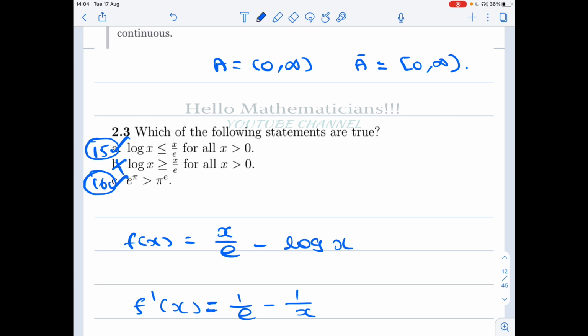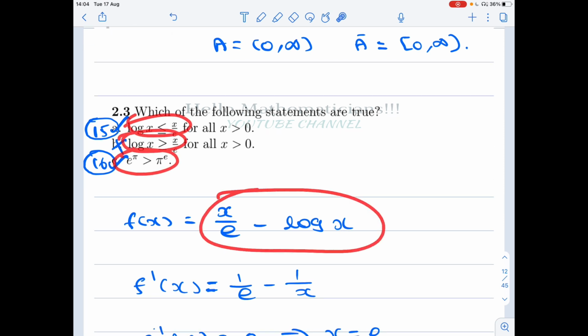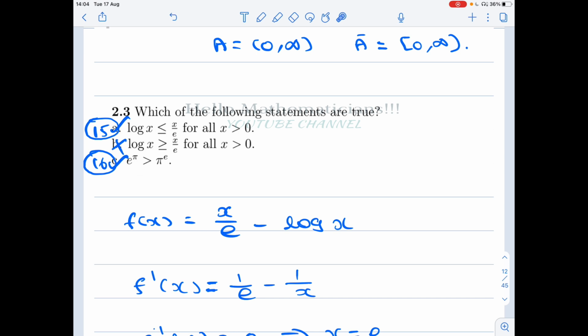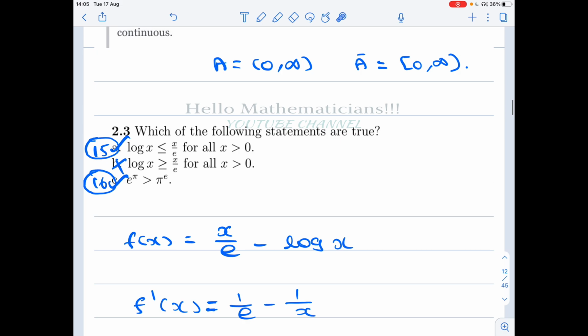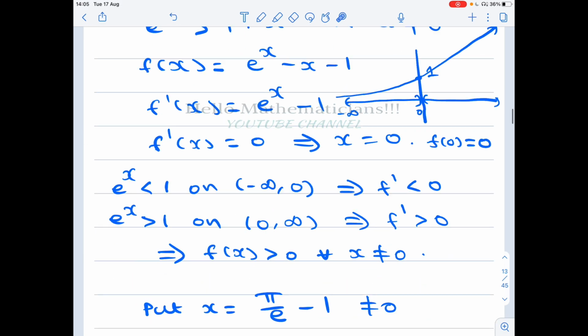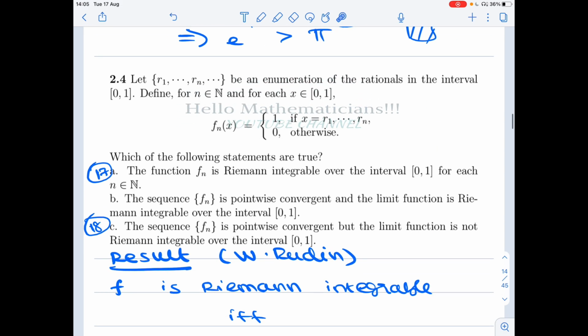Same idea. Whenever they give us this kind of inequality, you have to look at the difference of the functions, look at the derivative, equate it to 0, and see where they are increasing and decreasing. You can argue like that. So let's continue. This is a nice problem.